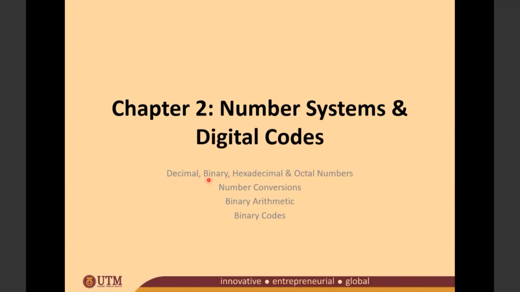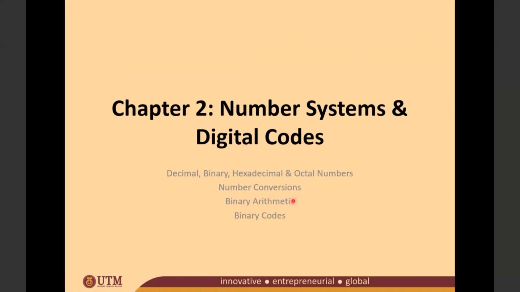Once we know what a binary number, a hexadecimal number, and an octal number are, after that we're going to do number conversion, where we're going to convert a number from decimal to binary or decimal to hexadecimal, hexadecimal to binary, etc. By using this number conversion, hopefully you can know how to convert from one number system to another. And then last but not least, we are going to look at binary arithmetic.